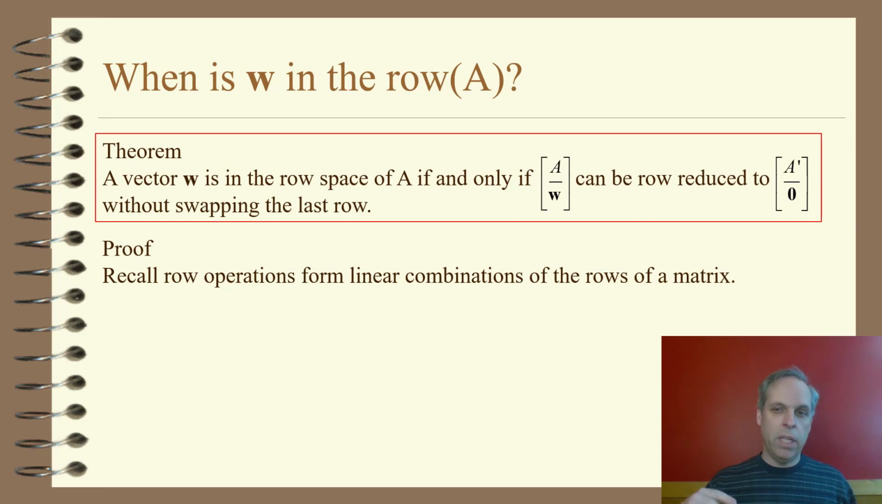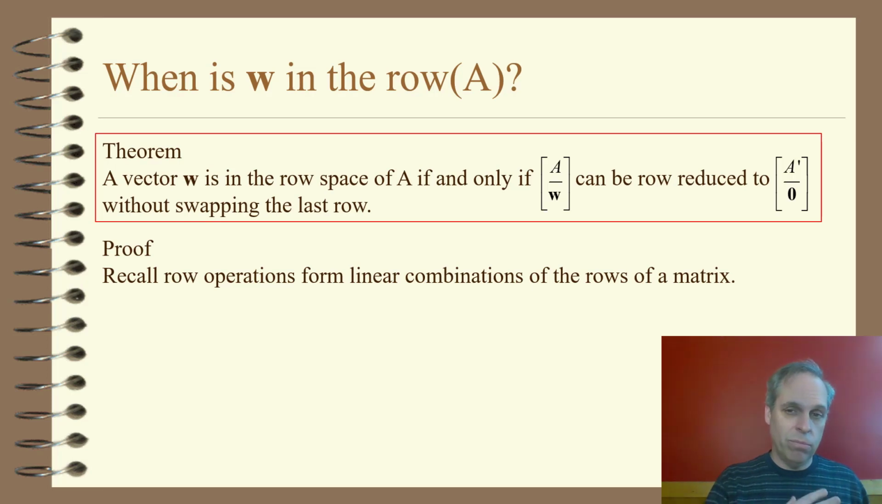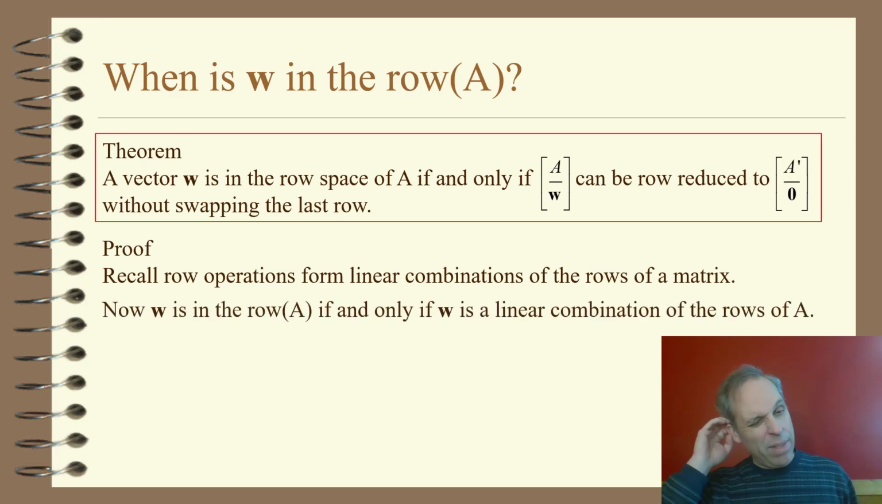So that means the rows of this final augmented matrix, with a 0 on the bottom, are already known to be linear combinations of the rows of the first matrix, with A on top and W at the bottom. Well, that means W is in the row space if and only if it's a linear combination of the rows of A, right? That's just the definition of what it means to be in the row space of A.